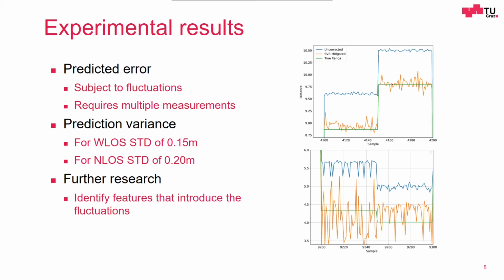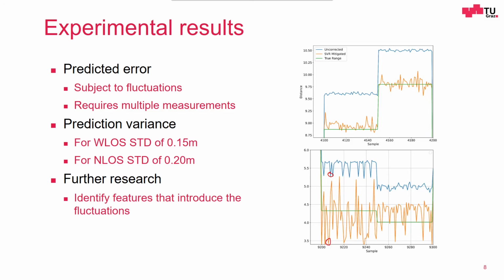For these 2 settings, we can see that the SVR is able to reduce the error. Still, there are some fluctuations. In these 2 settings, we can see that the mitigated distance has quite some strong fluctuations. And for example, if we only take one measurement and want to correct it, we may end up with an error that is in absolute terms almost or even bigger than for the uncorrected measurements.